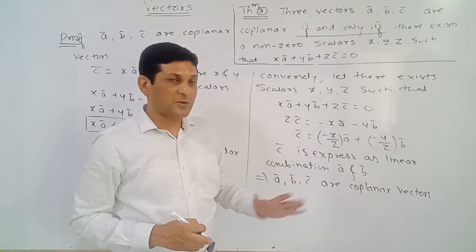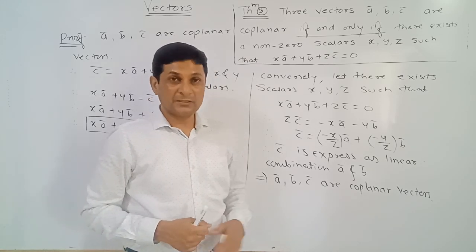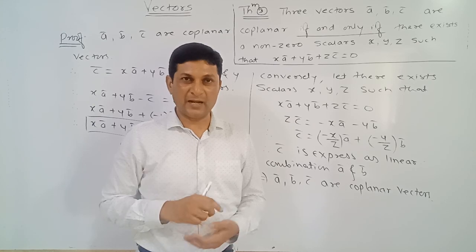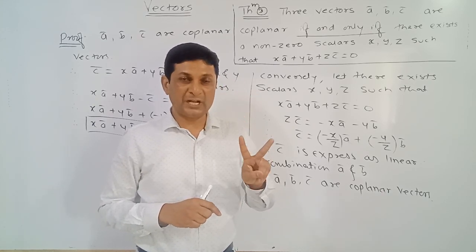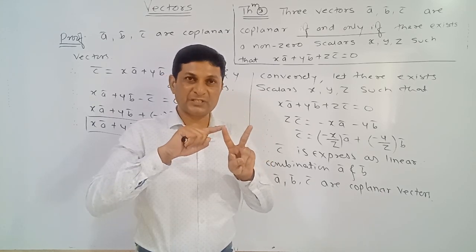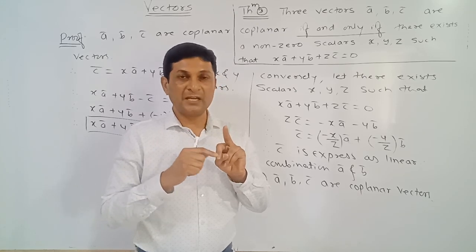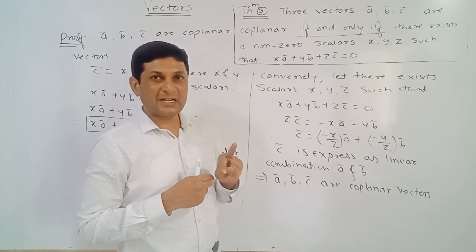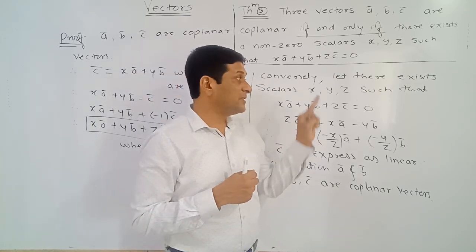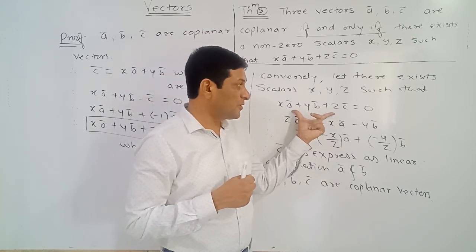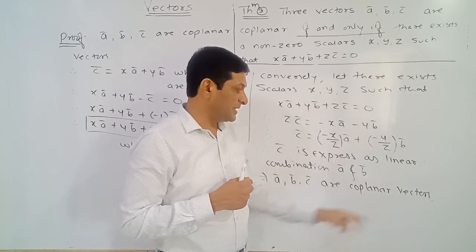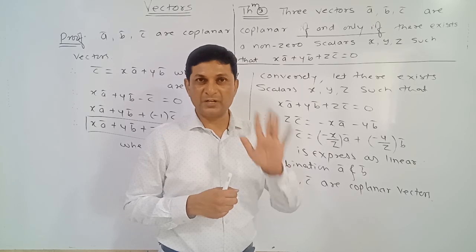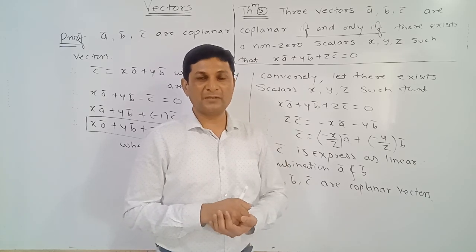Now in the second part, what important condition have we got? This is also a condition you can use to show that vectors are coplanar. Now we have two conditions to show that vectors are coplanar. What is the first condition? If one vector is expressed as a linear combination of the other two vectors, then the three vectors are coplanar. And in this theorem what have we proved? If the linear combination of three vectors is 0, then also the three vectors are coplanar. So we now have two conditions to show that vectors are coplanar.